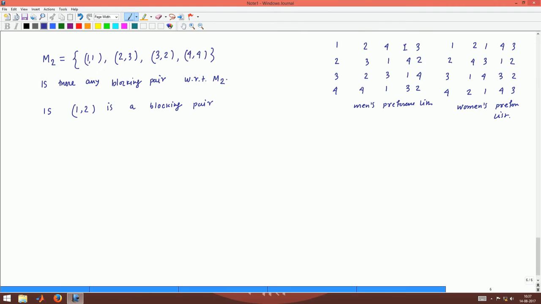This blocking pair concept is very important in the stable matching problem. You need to understand this clearly. That is why this is another example to explain blocking pair. Is (1, 2) a blocking pair? This is a question.